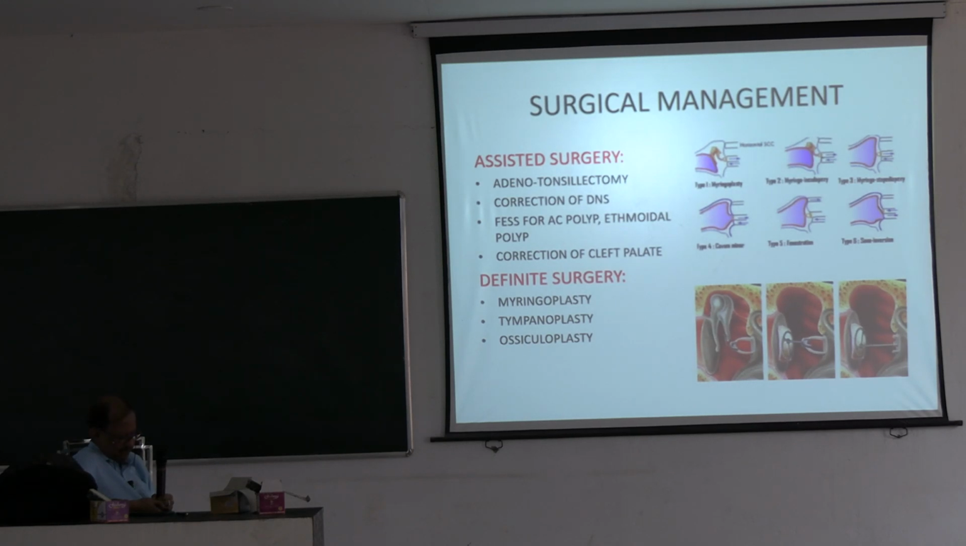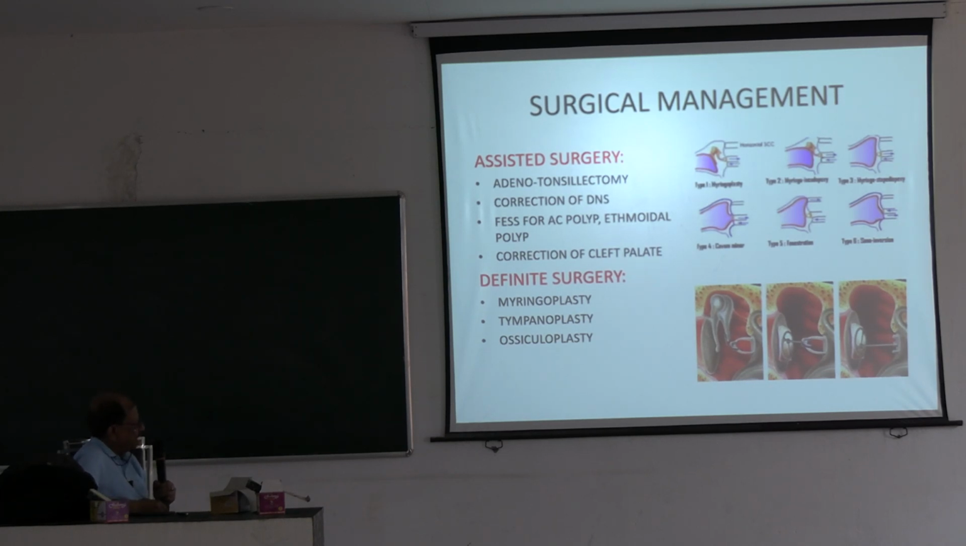Now, surgical management. So, it is the focal source of infection giving rise to recurrent middle ear infection. First is adenotonsillectomy in case of child. From the adenoid and tonsil, infection goes up. Correction of the DNS, removal of AC polyp or ethmoidal polyp, and correction of the cleft palate. In case of cleft palate, there is eustachian tube dysfunction.